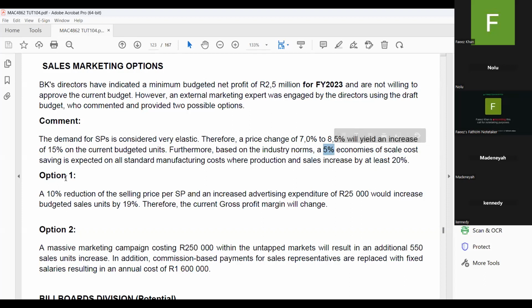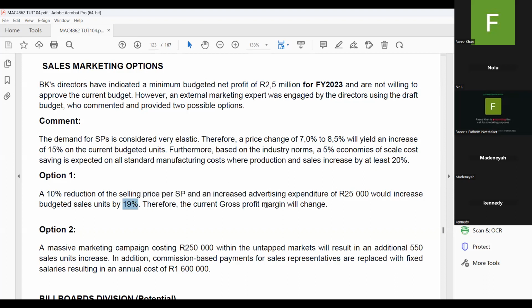Okay, so here we go. Option number 1, a 10% reduction of the selling price per SP and an increased advertising expenditure of 25,000 Rand. So if we reduce our selling price by 10%, and if we increase marketing by 25,000, this would increase budgeted sales by 19%. Okay, so units. Take note of that.